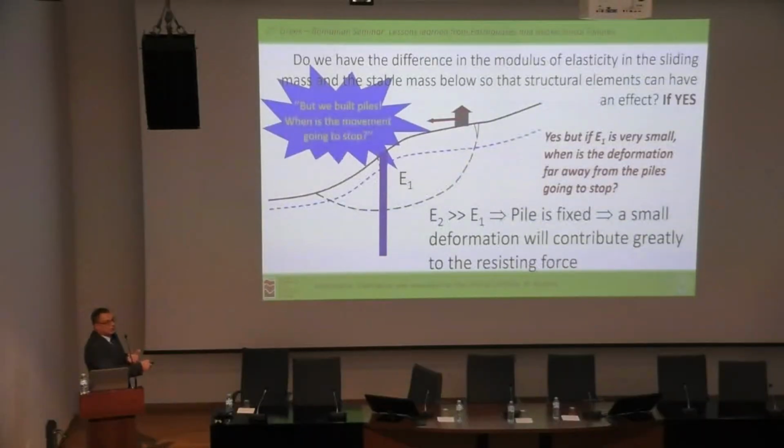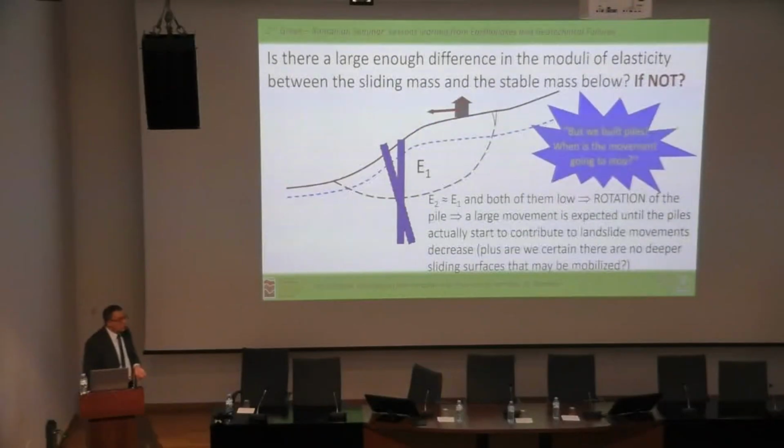And in a similar manner, if we have a very small difference in the value of the modulus of elasticity and both values are small, then the pile cannot even bend, it will actually start turning. And again, we have a similar fair question like that. When is eventually going this structural element going to have any effect at all on my structures up here?